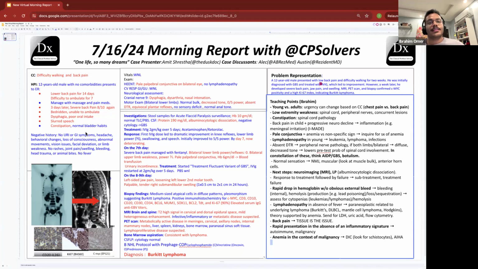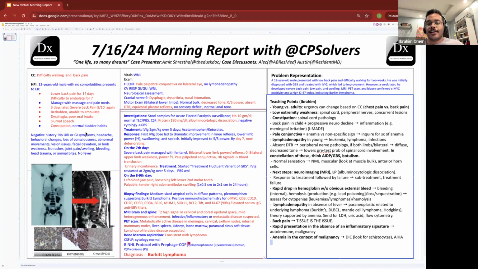And so with the pale conjunctiva as well, we were wondering if this was anemia per se, or a non-specific sign. And typically, if you see pale conjunctiva in a child, you want to inquire about symptoms of anemia just to make sure that this is due to anemia, not due to any other cause. And when it comes to lymphadenopathy in a young patient, you want to think about an infection, but you also want to think about malignancies, including leukemias and lymphomas.